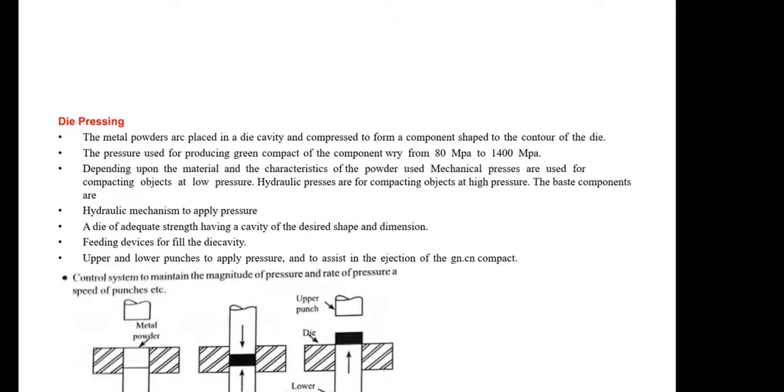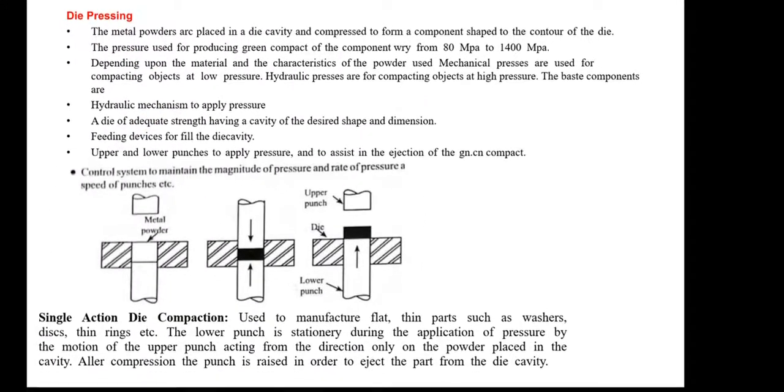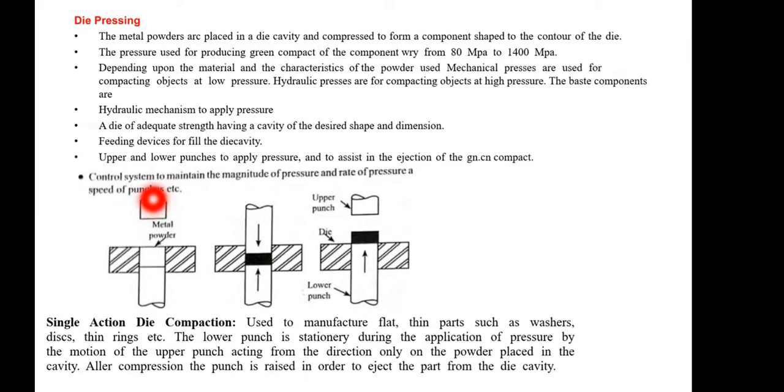Now we'll discuss die pressing. See, in die pressing, you see here, this is the upper punch, and the lower half portion is known as the die. In this die we place the powder in appropriate proportion. This is the first step, this is the second step, and this is the third step. The metal powders are placed in the die cavity and compressed to form a component shaped to the contour of the die.